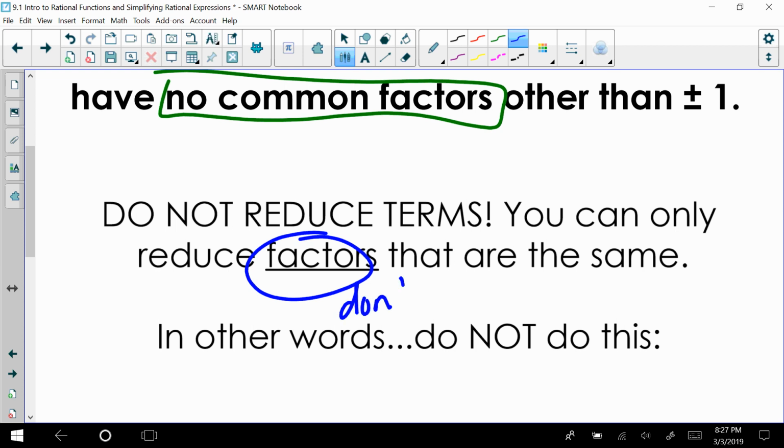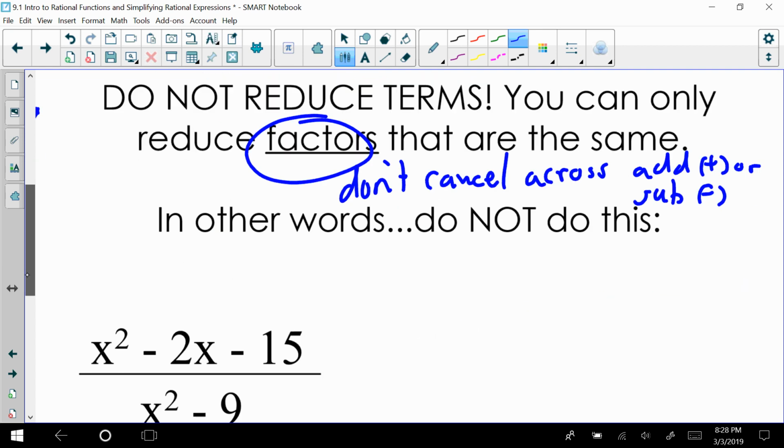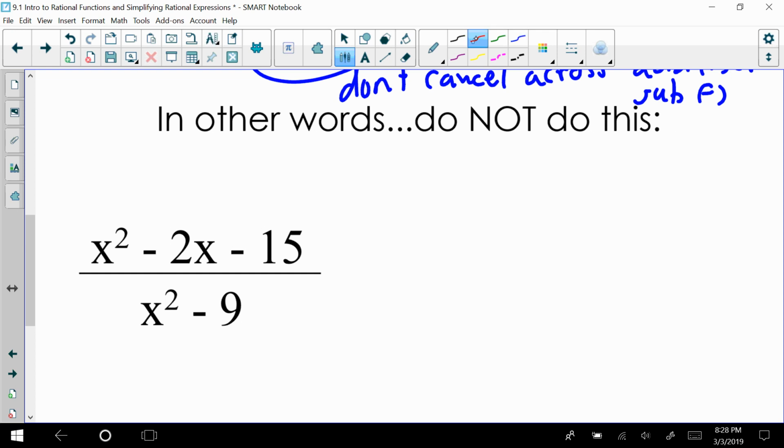Don't cancel across addition or subtraction. In other words, don't do this here. I've shown this before many times in every class. You cannot simply get rid of this and get rid of that. It does not work that way. You cannot simply just get rid of those.